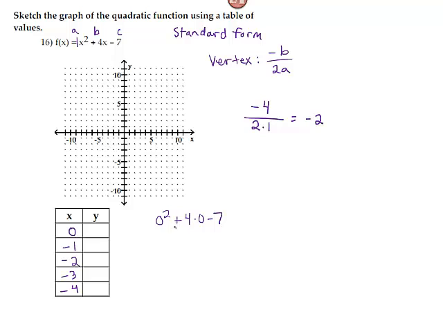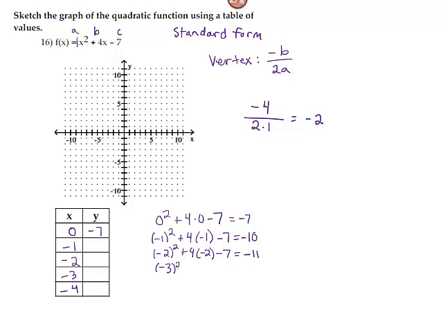0 squared is 0. 4 times 0 is 0. 0 plus 0 minus 7 is negative 7. Plug in negative 1. Make sure you put it in parentheses because it's a negative number. This gives us a positive 1 minus 4, which is negative 3. Negative 3 minus 7 is negative 10. Put in negative 2. That's 4 minus 8, which is negative 4. Negative 4 minus 7 is negative 11.